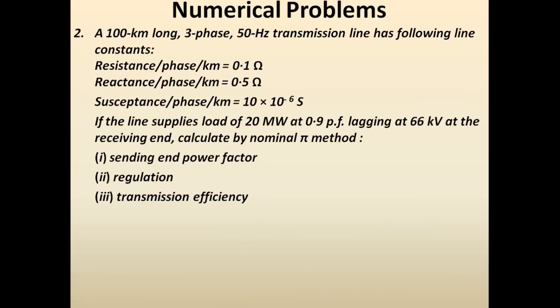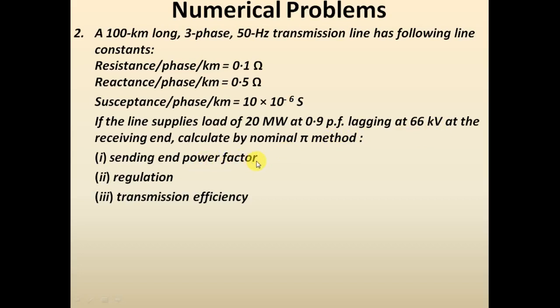This problem you have to do by yourself. A 100 kilometer long three-phase 50 Hz transmission line has the following constants. All the parameters are given. And it is supplying a load at the receiving end. The load parameters are given. It's not 0.8 power factor, it's 0.9 power factor lagging. And the receiving end line to line voltage is 66 kilovolt. You have to calculate, by using the nominal pi method, the sending end power factor.